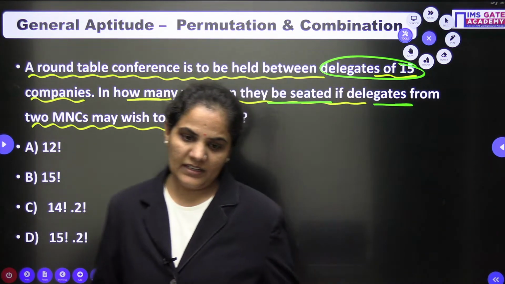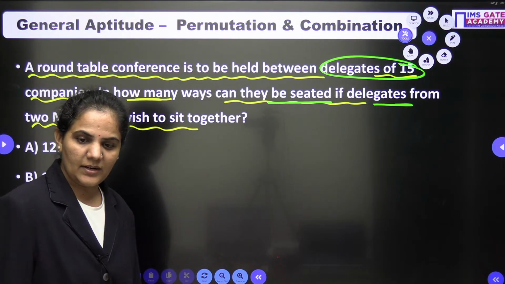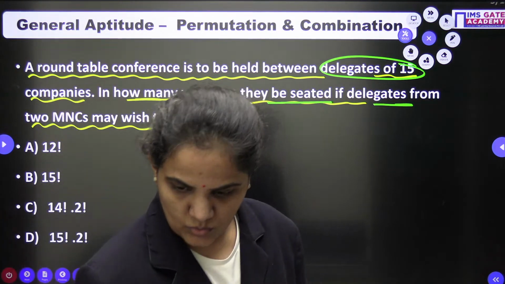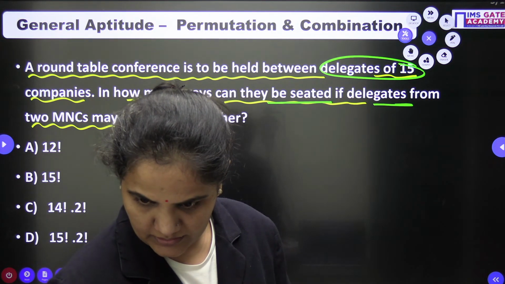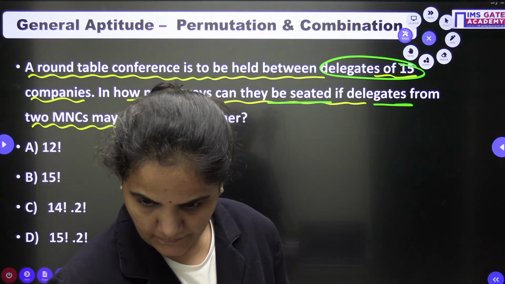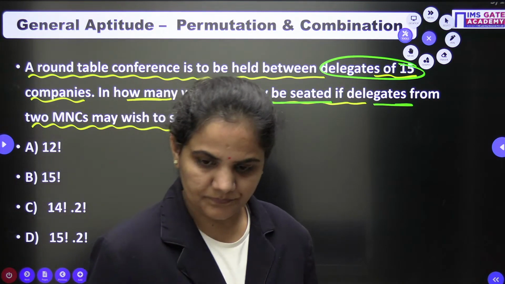Now, let's approach it. Is anyone there with a reply? No one is there with the reply. Are you getting the result? Bachcho, chalo, let's approach it.